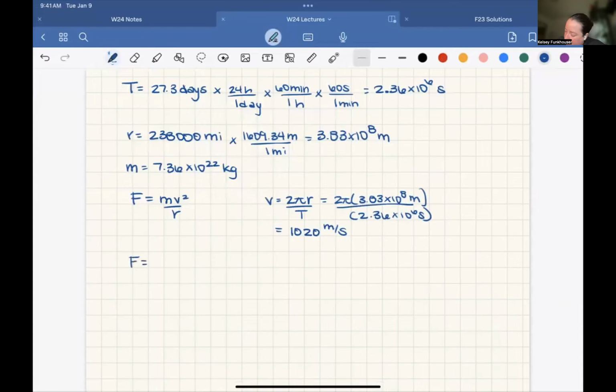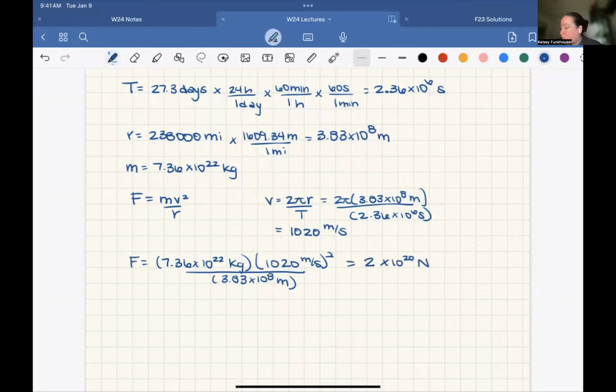So now we can plug that into our force equation. We have our mass, which is 7.36 times 10 to the 22 kilograms, and then we have 1,020 meters per second squared divided by the radius of 3.83 times 10 to the 8 meters. And this gives us a force, and I'm rounding again, of 2 times 10 to the 20 newtons. So very big force, but these are very big objects, so not unreasonable.